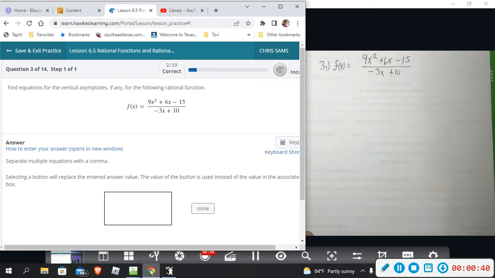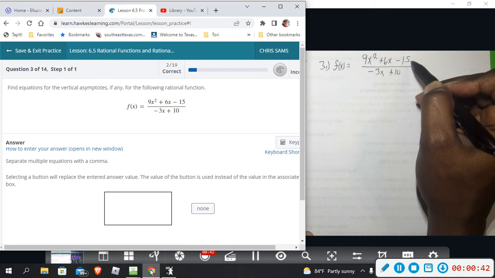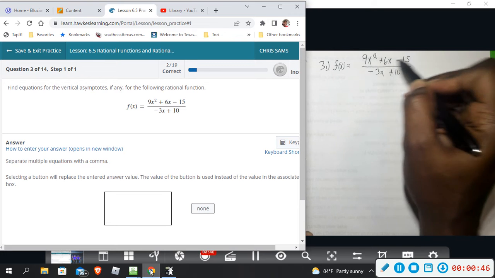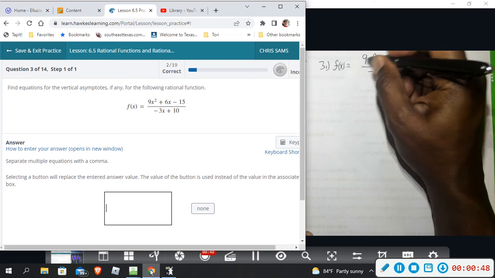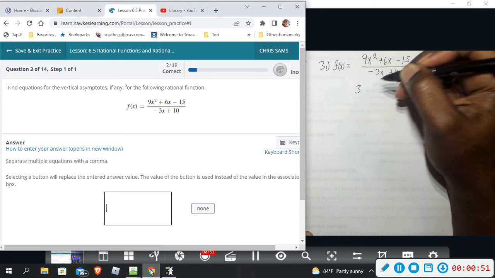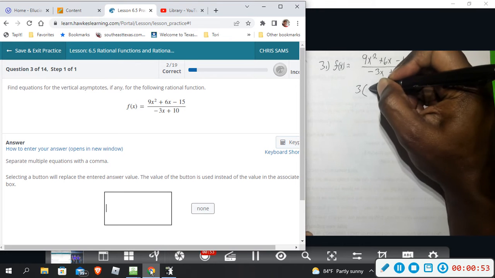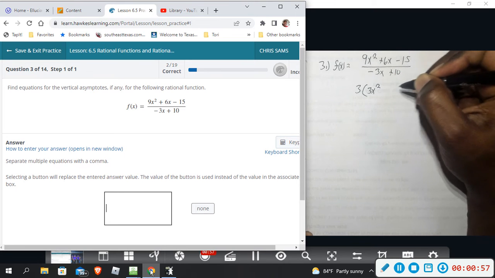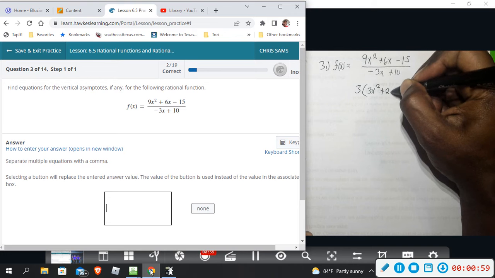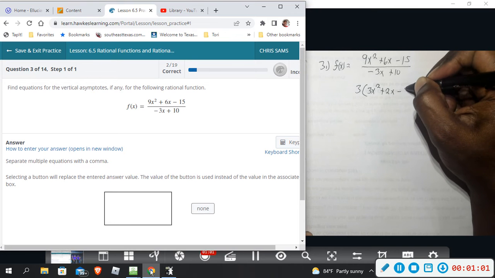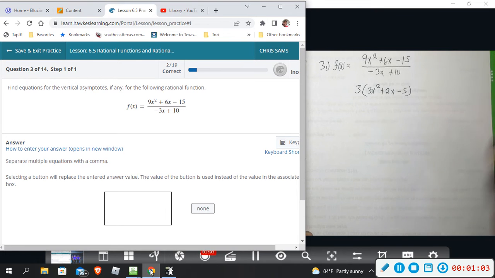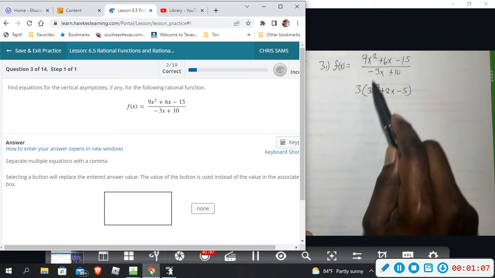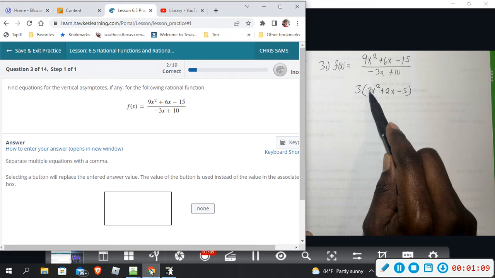plus 10. Alright, so I'm going to factor out the numerator. So right now, everything is divisible by 3. So I'm just going to work on the top part. I'm going to factor out a 3 and make it smaller. That's going to leave me with 3x squared plus 2x minus 5. And again, remember, this needs to be positive. If it was negative, you need to factor out a negative. So now, since this is smaller, I can work with smaller numbers.